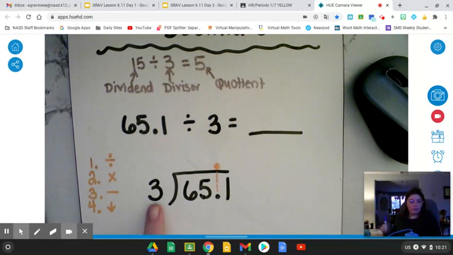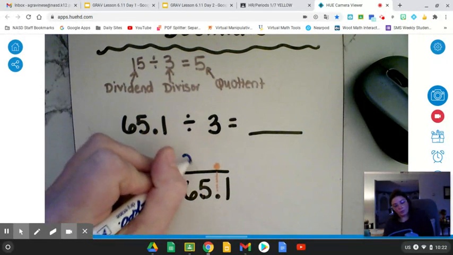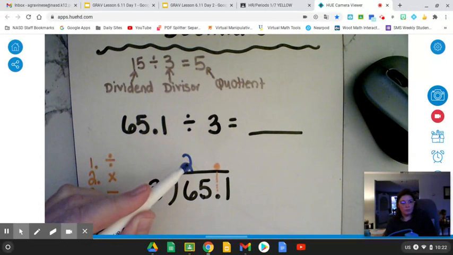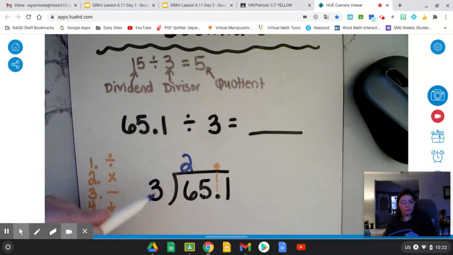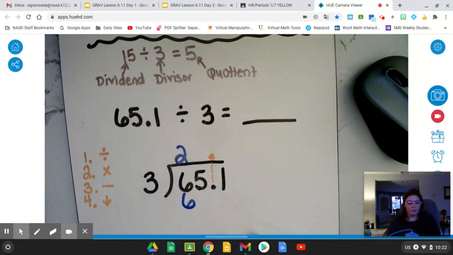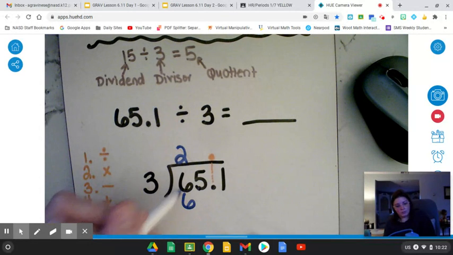How many 3s can we take out of 6? 3, 6. We can take 2 of them out. That's my division. So I put the 2 on top of the 6 because it's what I just worked with. Now I multiply what I just wrote. If I have 2 groups of 3, 2 times 3, that gives me 6. I put it underneath. Now I subtract. 6 minus 6 is 0.